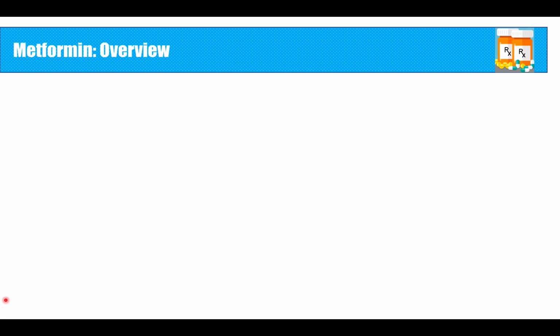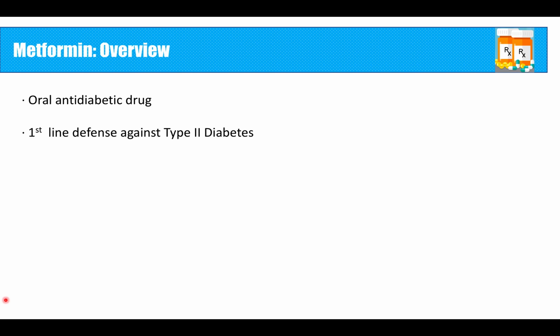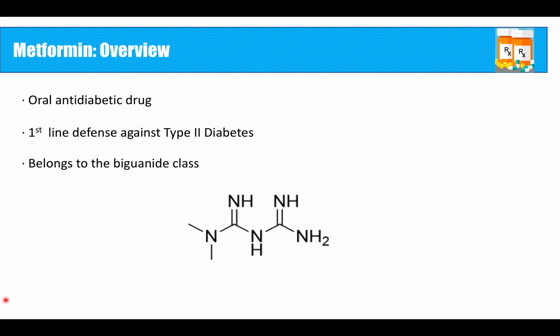To review, we know that metformin is an oral anti-diabetic drug. It is the first-line defense against type 2 diabetes, and it belongs to the biguanide class. Below is a picture of the structure of metformin. Encircled here is the biguanide functional group of metformin. Note that this is the only drug contained in the biguanide class.